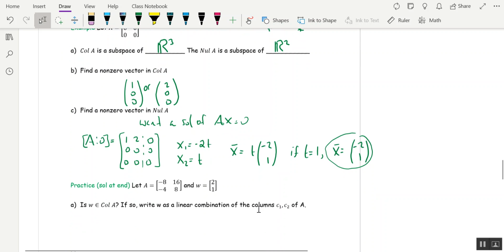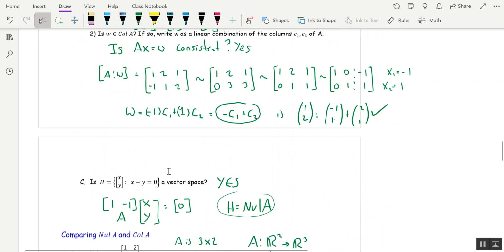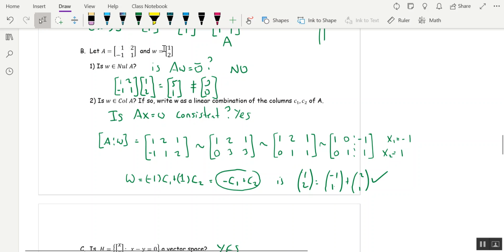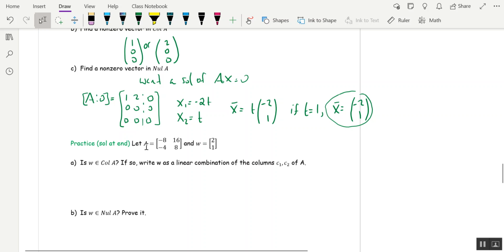All right? And then here's a question for you. It's very similar to this one, a 2 by 2 matrix and a vector w. You answer two questions. Is w in null A? Is w in col A? So I want you to answer those two questions for this matrix A and this vector w.